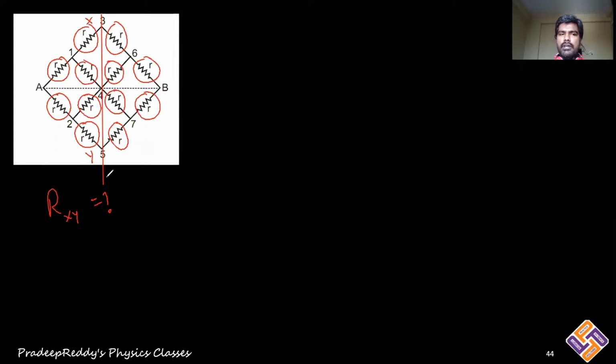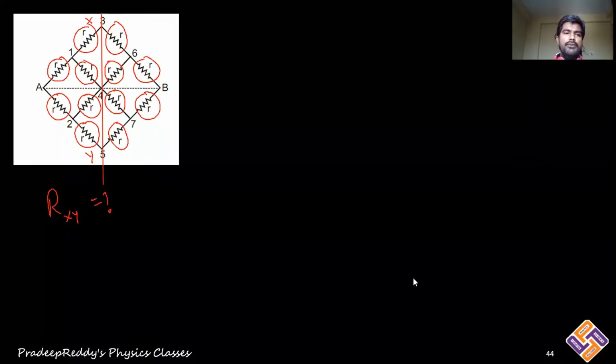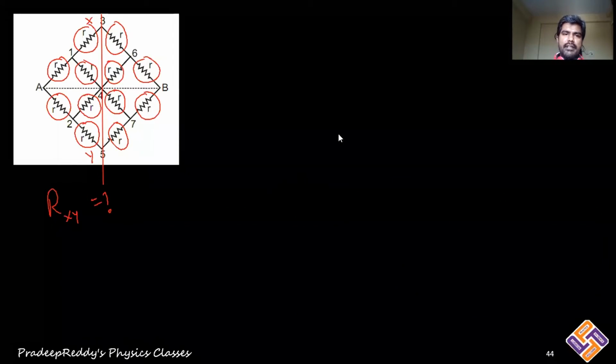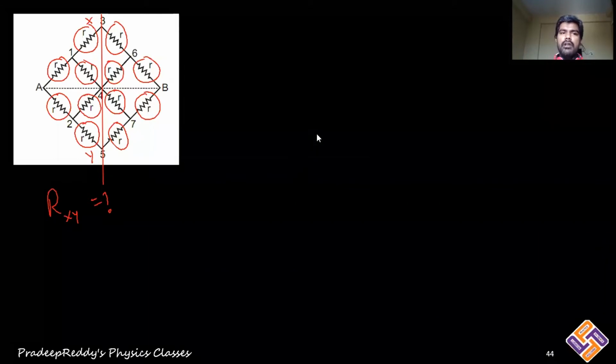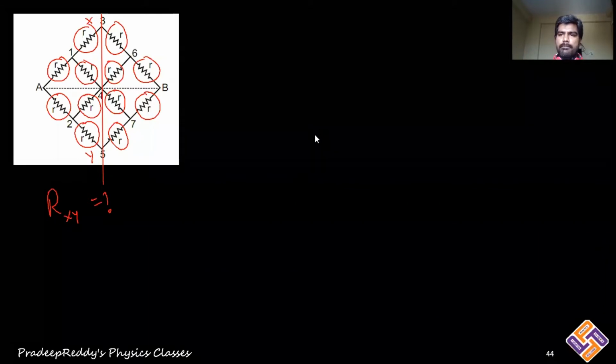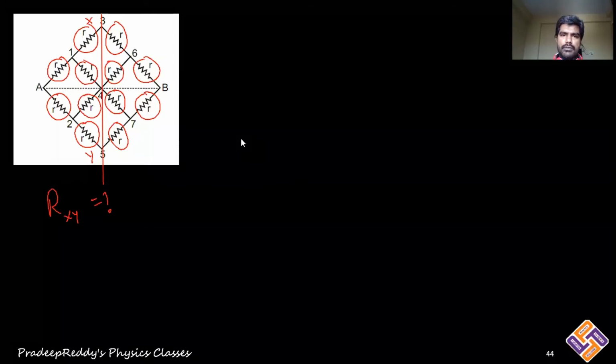So with respect to the vertical, whatever resistors are there on the left side, the same values should be repeated on the right side even, and one should be the mirror image of the other. Then only you should consider it as a symmetrical circuit. If not, you should not consider it as a symmetrical circuit. If it is unsymmetrical, then that becomes very complicated. You should use Kirchhoff's laws to solve for current and equivalent resistance. But generally, in your syllabus, you will be asked to find equivalent resistance in such symmetrical circuits.